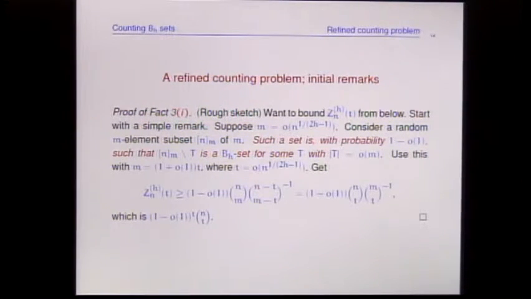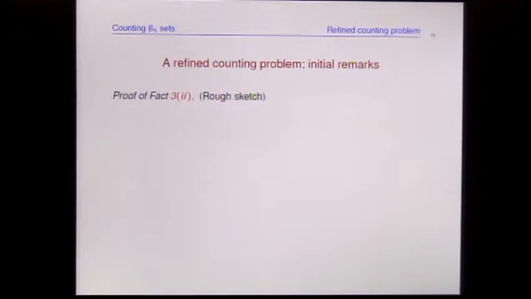OK, so this is why when t is small, namely t is like n to the 1 over 2h minus 1, then most sets, or many sets, are BH. OK, so this was the first range. Now this is the second range.